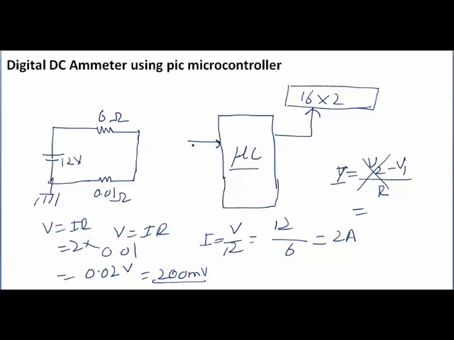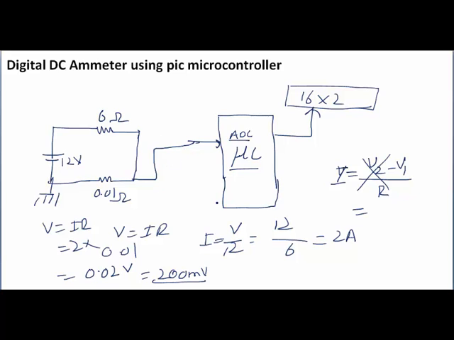So if we read 200 millivolt with the microcontroller, we can convert it back into current using Ohm's law again. For example, we have connected this input with the microcontroller ADC.